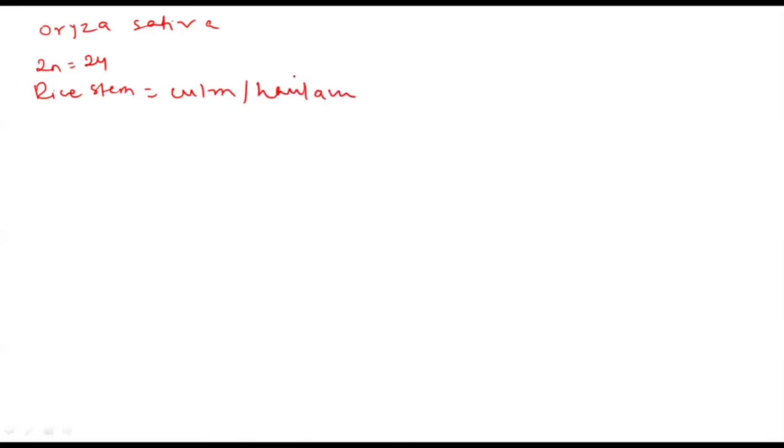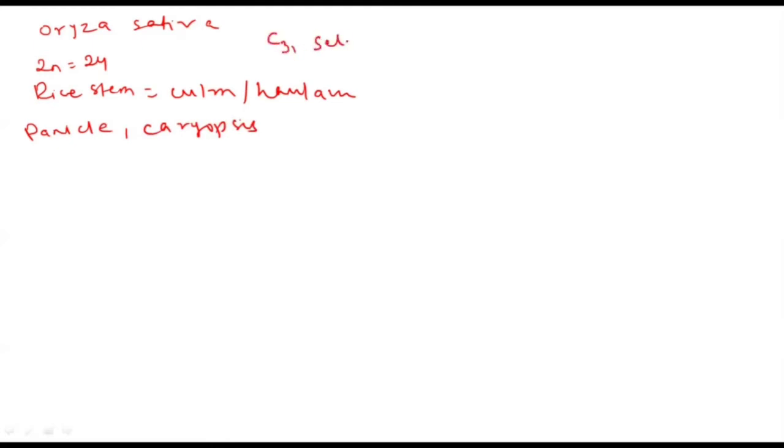First, we'll start with simple things. What is the botanical name of rice? You all know that it's Oryza sativa. The family, you all know, is Gramineae. What is the chromosome number of rice? 2n equals 24. The rice stem we call a culm or haulm. The inflorescence is a panicle. Fruit type, caryopsis.